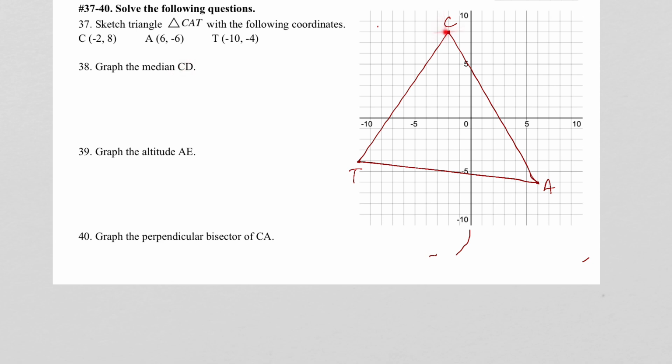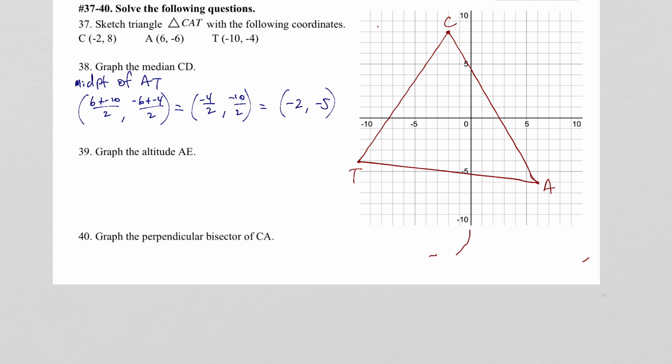So it's coming from C, it's got to go to the opposite side, and we got to know the midpoint of this. So the first thing I got to do is find the midpoint of AT. So I'm going to put it in midpoint form already. The x values are the sum of the x's, so 6 plus negative 10 over 2, and the y values are negative 6 plus negative 4 over 2, which is equal to negative 4 over 2 and negative 10 over 2, which is equal to negative 2 and negative 5. So there's our midpoint. So at negative 2, negative 5, I'm going to draw a dot.